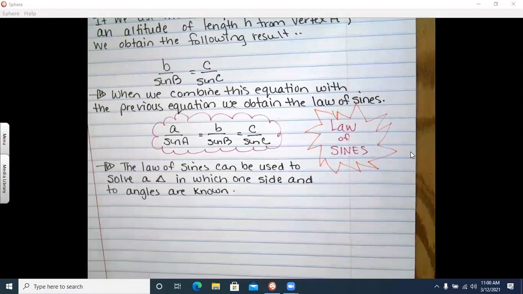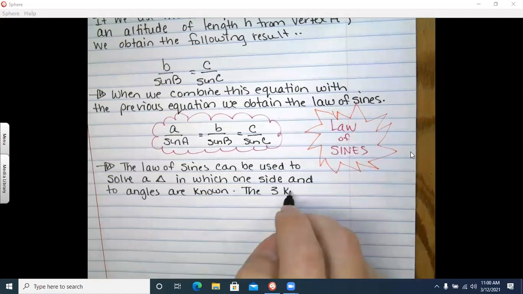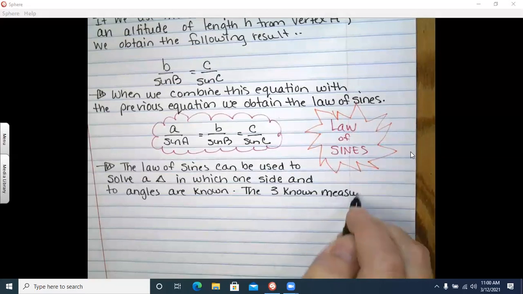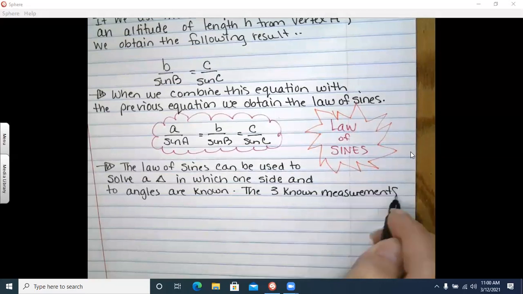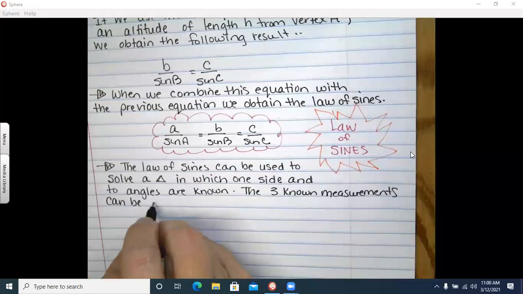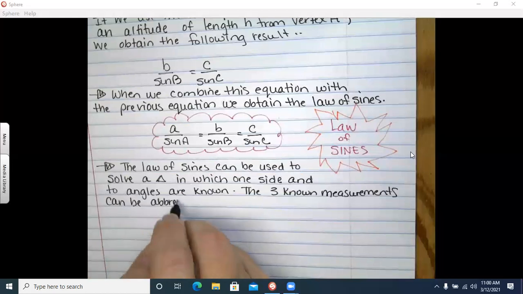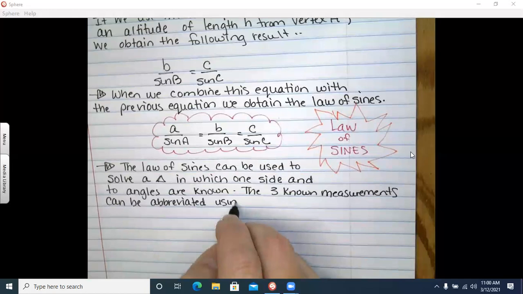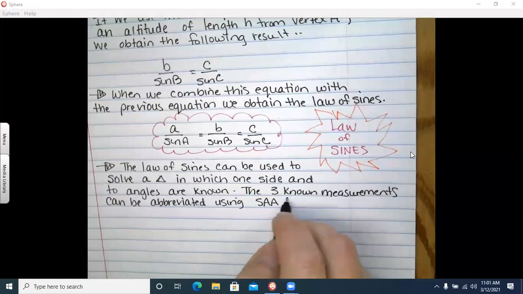The three known measurements can be abbreviated using SAA. Don't remember what that means? SAA? Side, angle, angle. Good.